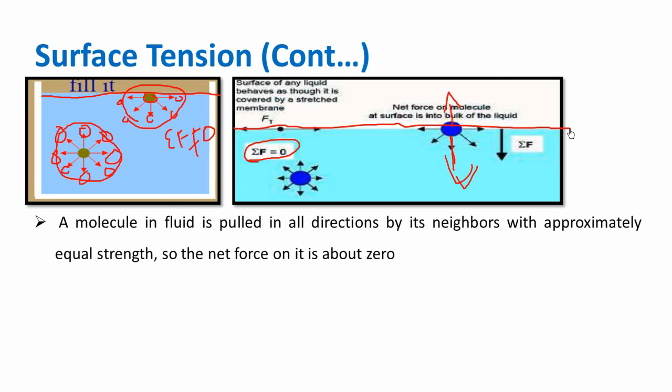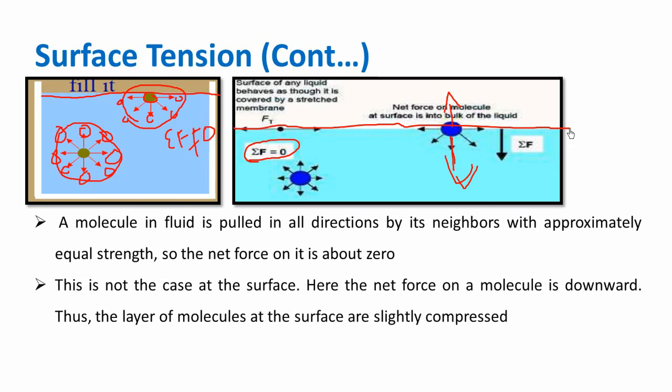We will see a molecule in the fluid is pulled in all directions by its neighbors with approximately equal strength. I already explained how that happens. So the net force on it is about 0. But this is not the case at the surfaces. Here the net force on the molecule is in the downward direction. Thus the layer of molecules at the surface is slightly compressed. You can see the molecules are compressed at the surface.